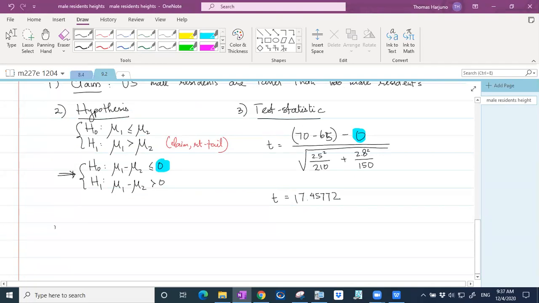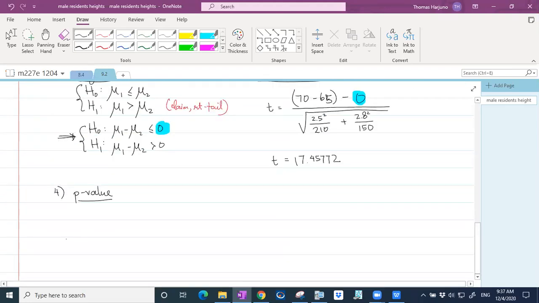Now then step 4, p-value. This is a t distribution. Test statistic 17 point something, and that's a right tail. So the p-value will be TCDF, lower bound 17.45772, upper bound E99, and the last one is the degree of freedom.